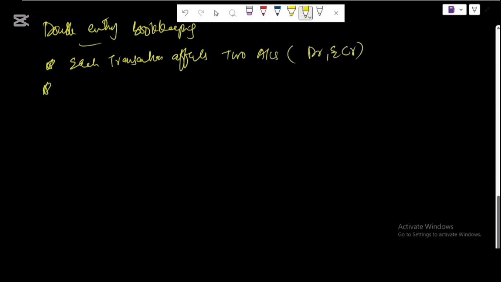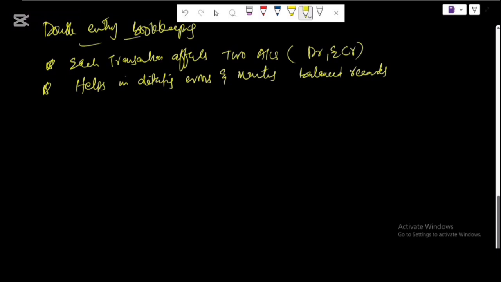Now it is also helpful in detail, and it's detecting errors, and also maintaining balance records. So it helps make the transaction detailed. If you are using the double entry bookkeeping, that will help you, because errors are easily detectable, and also it balances your records.